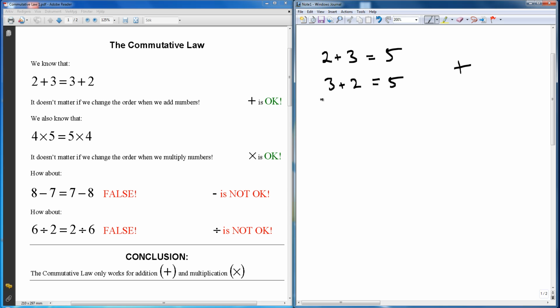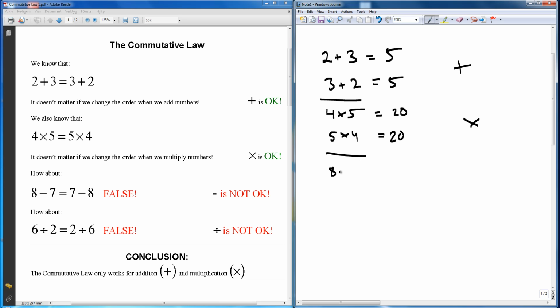Same thing if we have 4 times 5, we can change the order, 5 times 4. This is 20 and this is 20. So multiplication is also fine to change the order.